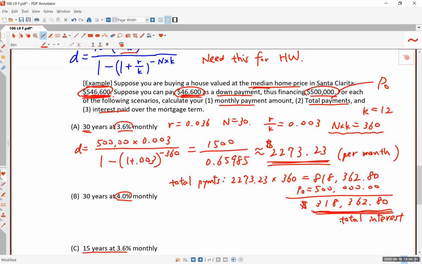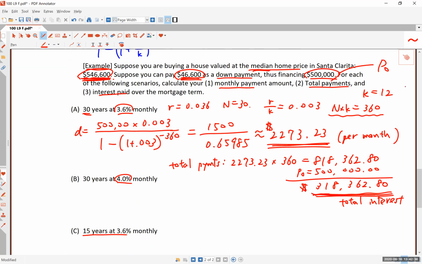Now, this sounds ridiculously high, but it is the reality, okay? This is how much you are going to pay extra in order to buy the house today. And that's based on your monthly mortgage payment of $2,273.23. Okay, let's look at this. Make sure you know how to calculate this.